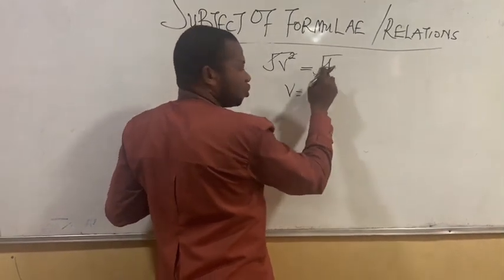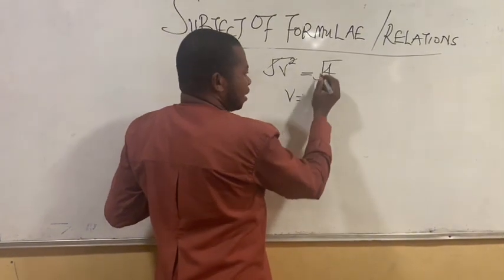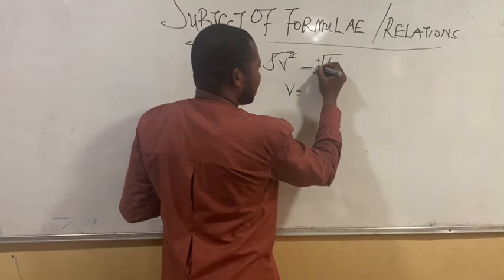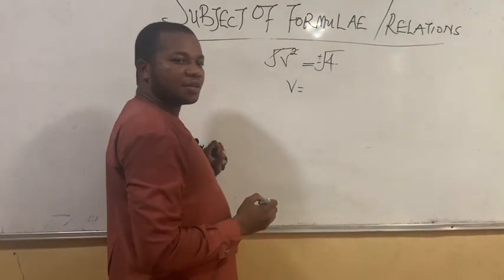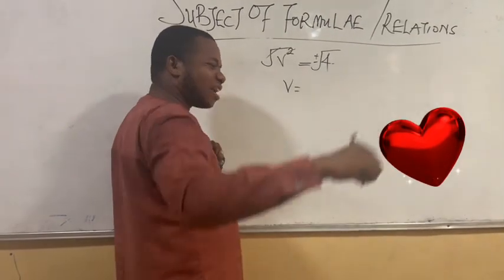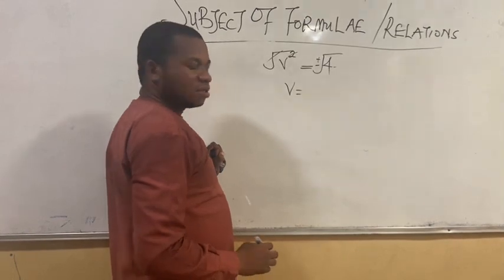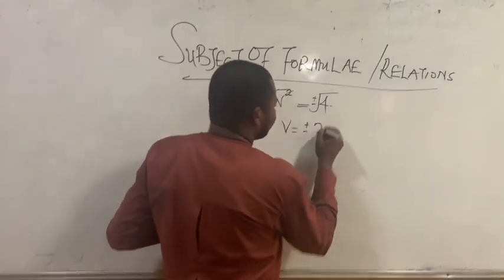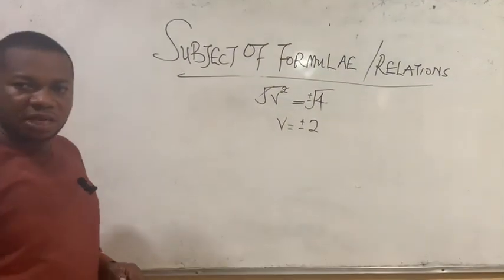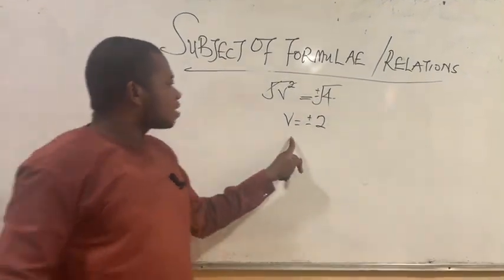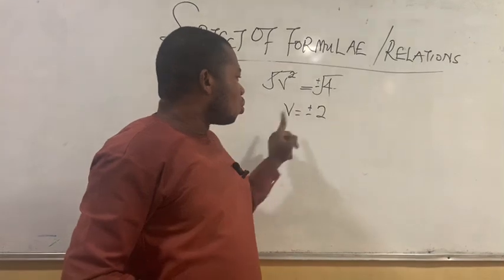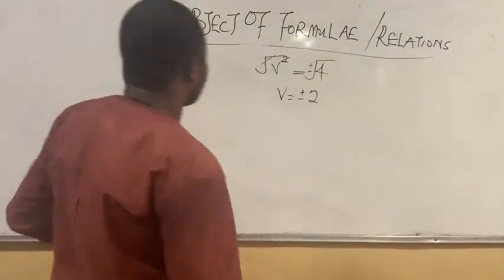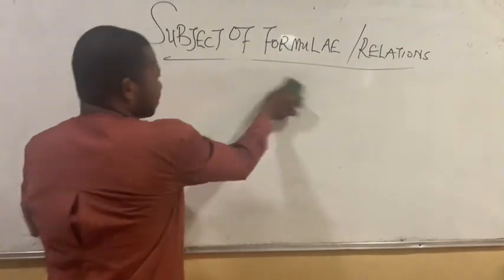The moment you introduce square root into any mathematical expression, you will invariably have plus or minus. Take note of that. You must have it. It's a law. So here now I'm going to have plus or minus the square root of 4, which will give me what? 2. That is what that means. So meaning that this v can be minus 2 or plus 2. All right. Now, that is that.